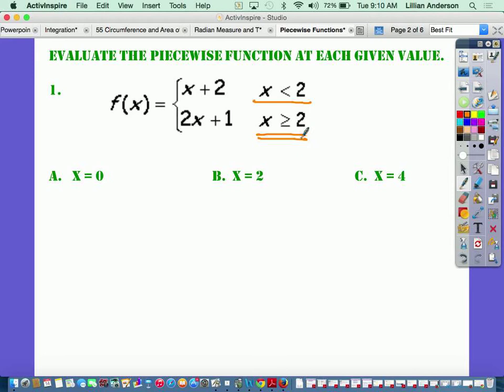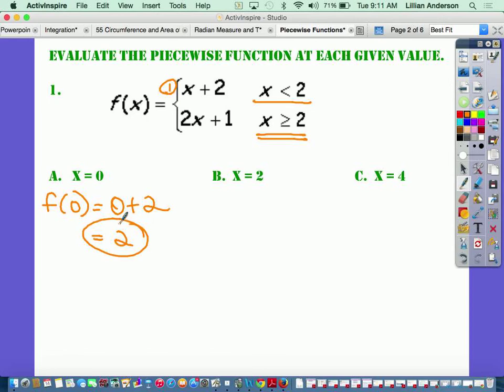Okay? So when it says to evaluate the piecewise function at each given value, A is x equals 0. Well, 0, is that less than 2 or greater than or equal to 2? Less than 2. So when I evaluate it, I'm going to plug it into the first function because that fits the condition. Okay? The fact that x is less than 2 means that 0 is defined on this function and not this one. So all I have to do is plug it in. 0 plus 2 is what? 2.